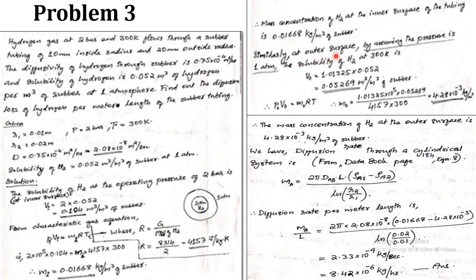Similarly, at the outer surface, assuming the temperature is constant at 300 Kelvin, the solubility of hydrogen is V out, equal to 1.01325, the pressure at the outside in bar, which is 1 atmosphere, multiplied by the solubility of hydrogen 0.052. So we get 0.05269.